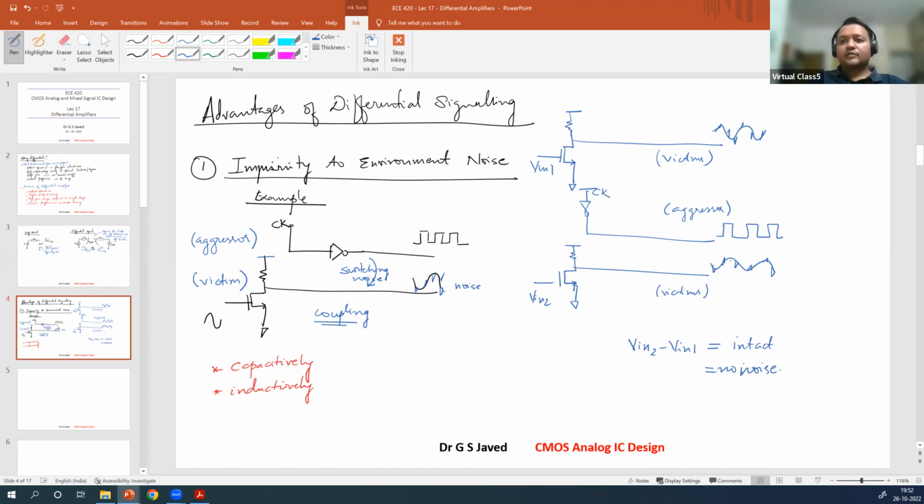differential signaling. Likewise, on the same thing, if you have any noise here in the power supply, this is also going to affect you in some form like this. So you will also have likewise immunity to supply noise.